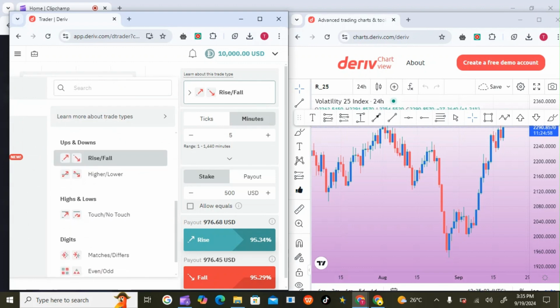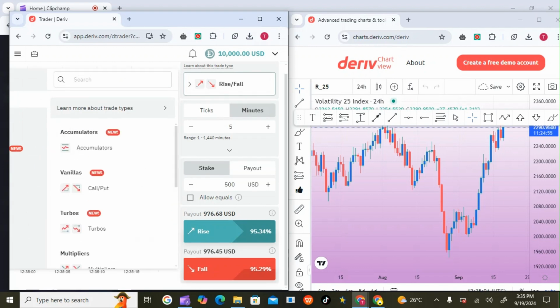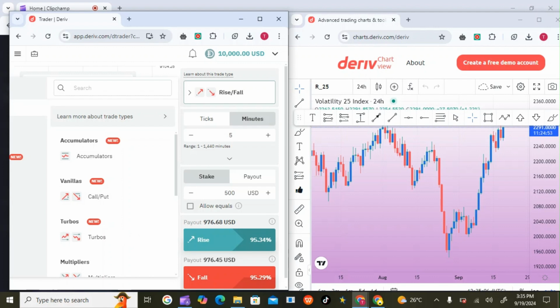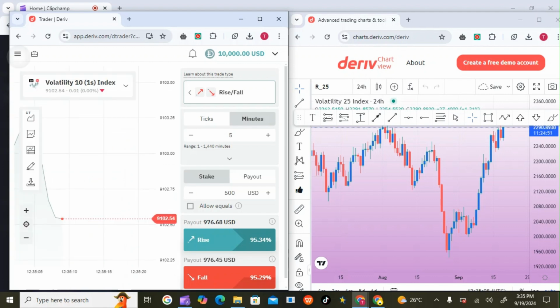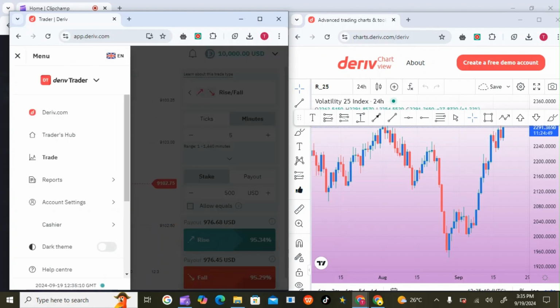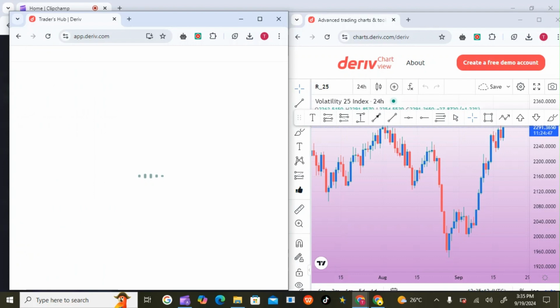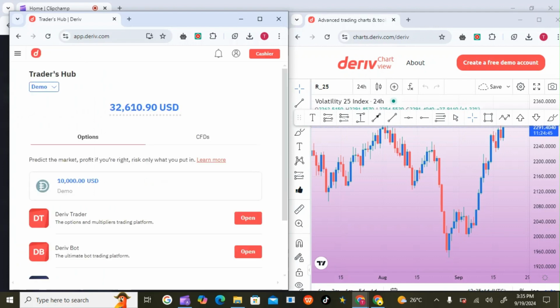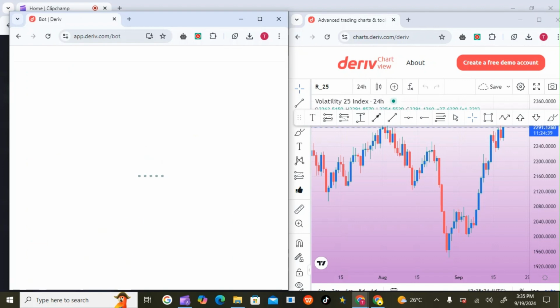So if you scroll down, yes, you scroll down. Sorry, I'm on the wrong tab. So come to your Trader's Hub, enter your Trader's Hub, then go to DBot. This is where you find the high tick and the low tick, and you can use it to trade and make a good amount of cash.